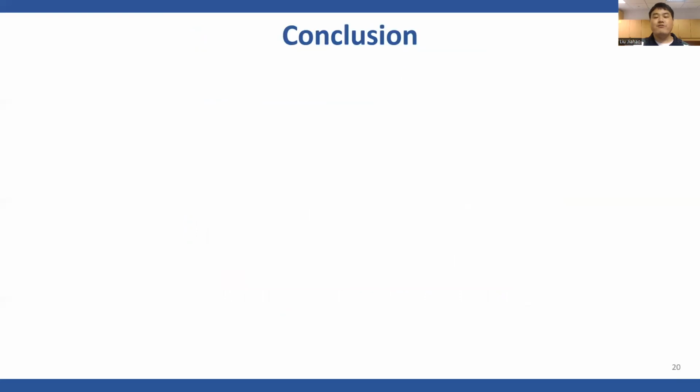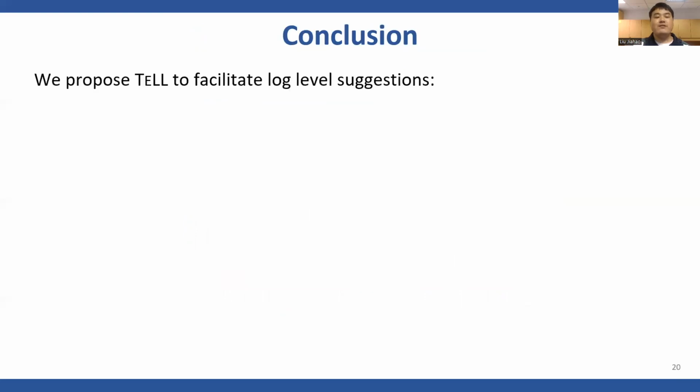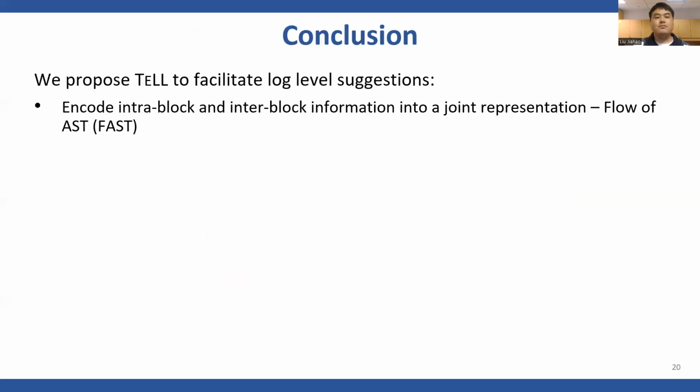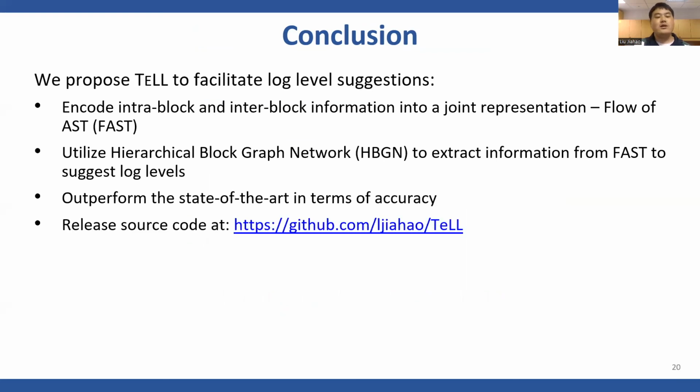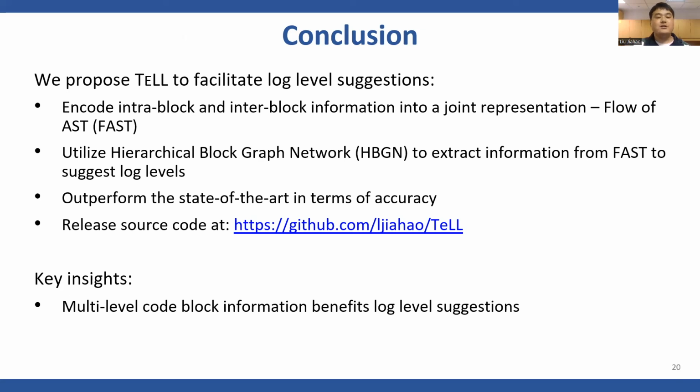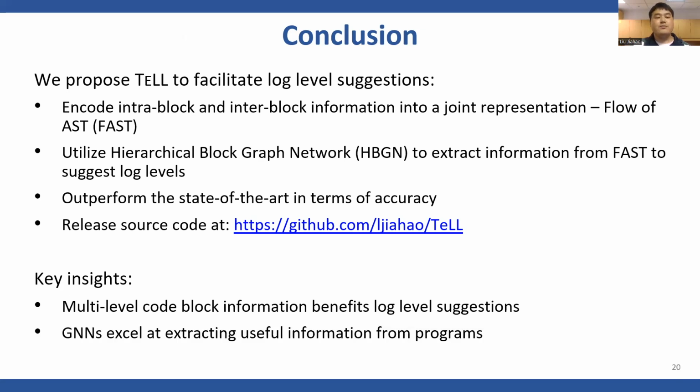In the end, we make a brief summary. We propose TEL to facilitate log-level suggestions. It encodes intra-block and inter-block information into a joint representation, flow of AST. It utilizes the hierarchical block graph network to extract information from FAST to suggest log levels. And it outperforms the state-of-the-art in terms of accuracy. We have released the source code of TEL at the GitHub repo. And the key insight of TEL is that multi-level code block information benefits log-level suggestions, and GNNs excel at extracting useful information from programs.